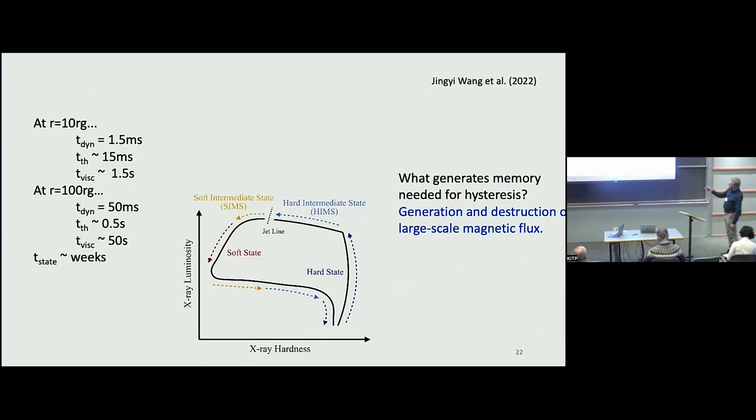It's very difficult to understand how a system can have hysteresis on weeks timescales, given all the fundamental timescales in the disk are really, really small. So there's some memory that the disk must have of where it is in the dynamo cycle. And for a long time, many of us have thought it's basically the generation and destruction of large-scale magnetic flux that might be giving us that memory.